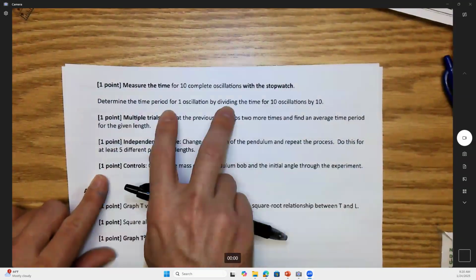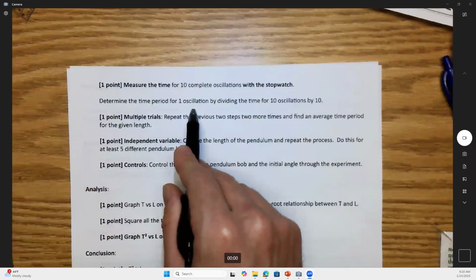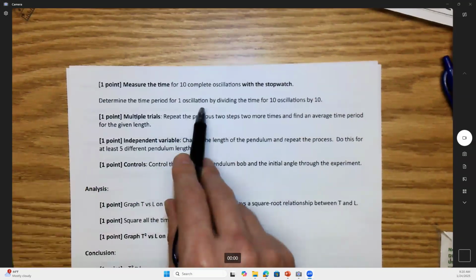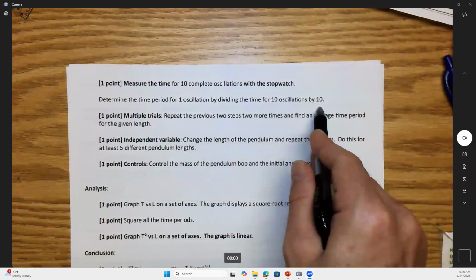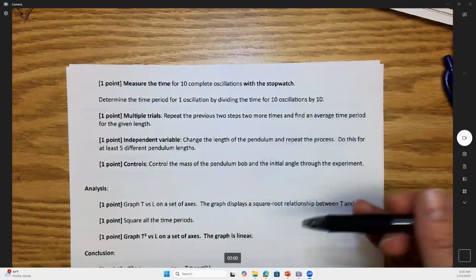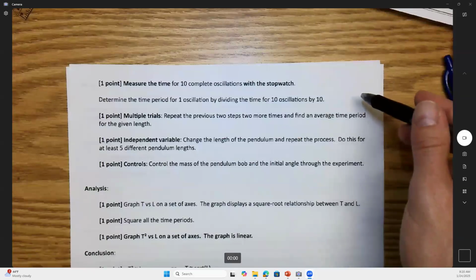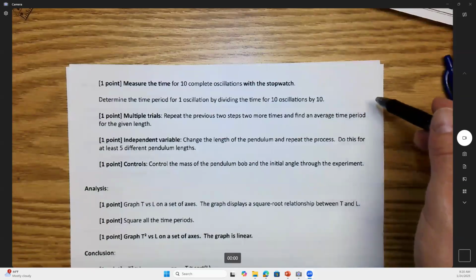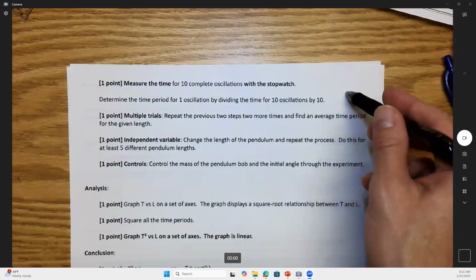And then throw in another detail here. Determine the time period for one oscillation, because that's what time period is. It's just the time for one oscillation, by dividing the time for 10 oscillations by 10. Okay. You know what I could have thrown in here? Especially if you had more time, say, okay, I think I got a little more time. I could have written in order to reduce experimental uncertainty, right? Like the error of using stopwatch. But that's the purpose of that step.